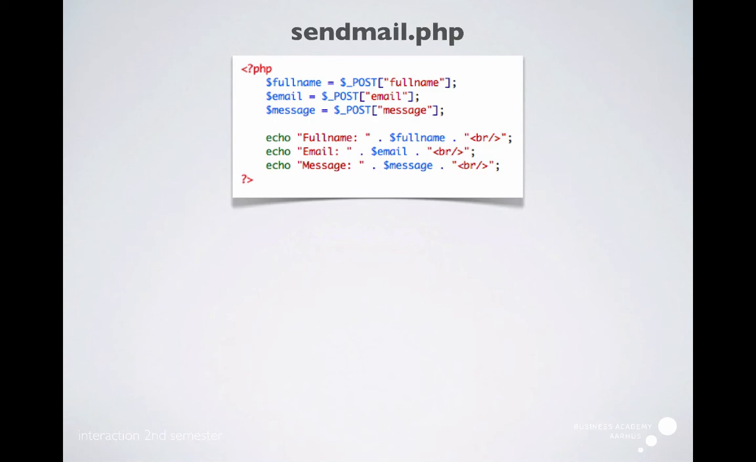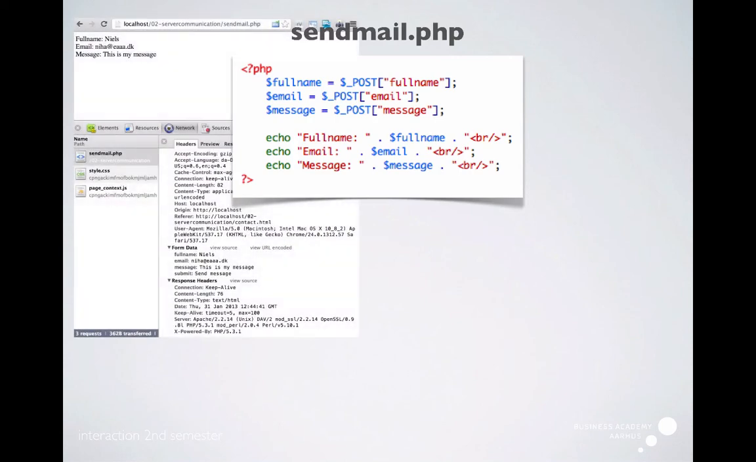So we make 3 variables from these values of the form. We have the $fullName, we have the $email, and the $message, and then we can output or display the values of the variables in 3 echo lines, where we mix the text "full name" with the value of the variable, and then a break just to have these 3 lines above each other.